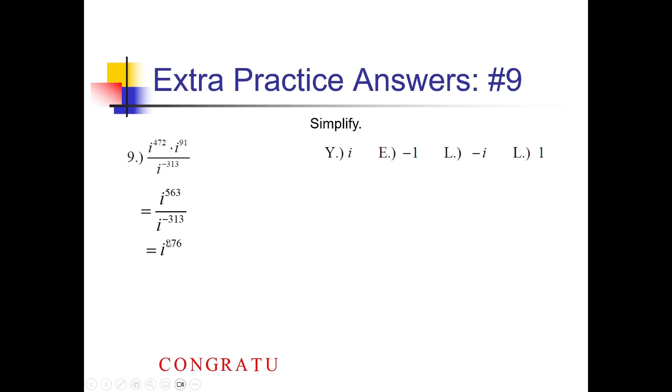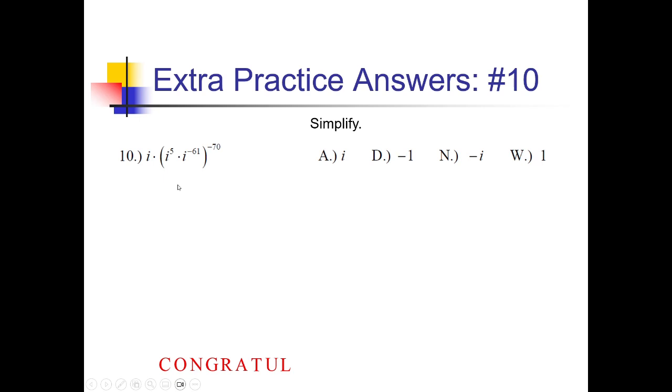Now I'm just going to reduce this to something between 0 and 3 by doing my divide-by-4 remainder trick. Now 800 is a multiple of 4, so this is really like having i to the 76. And 76 is actually also a multiple of 4, so there's no remainder here. This is just i to the 0. i to the 0 is 1, so that's going to give us L for that answer choice.